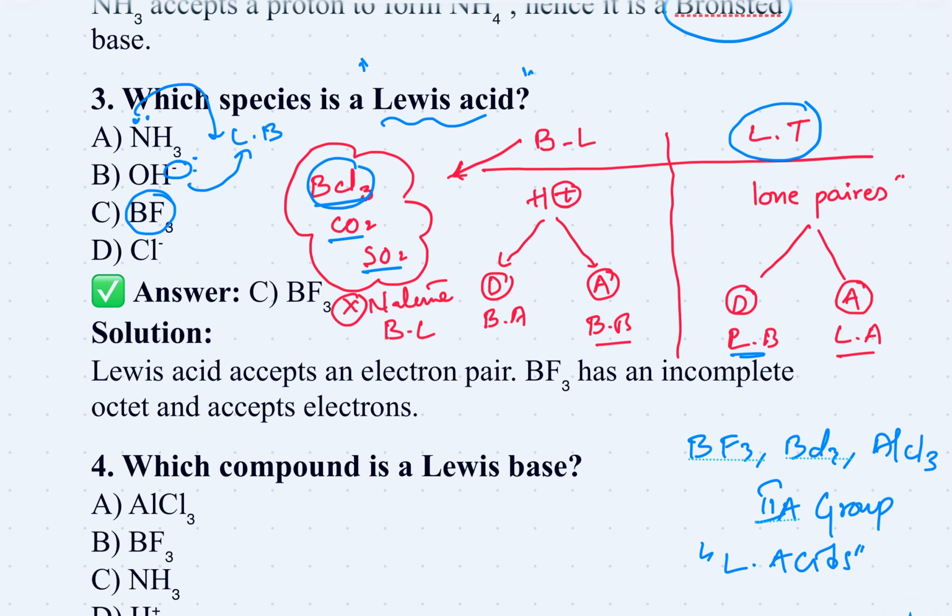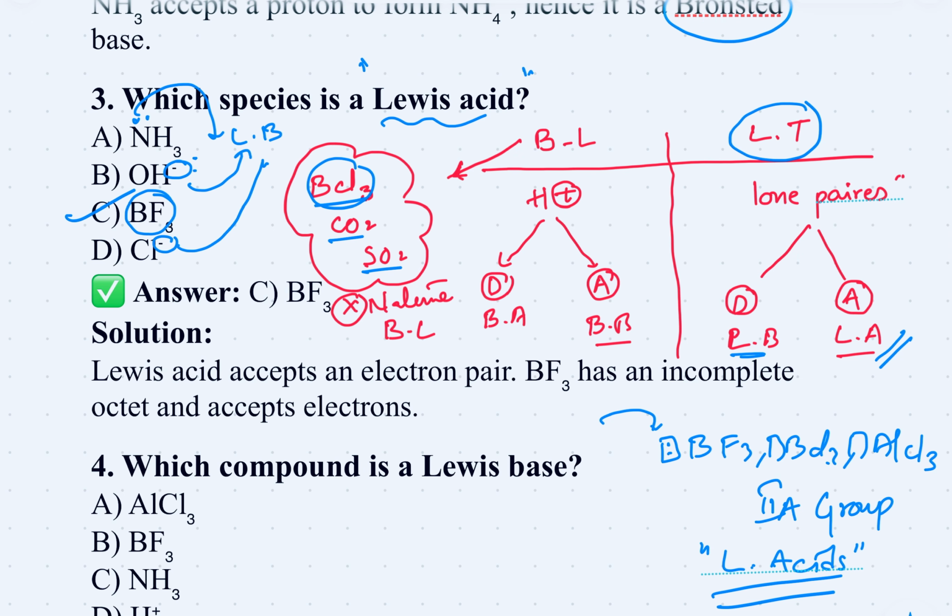Friends, don't forget, mostly all halides of third A group elements are Lewis acids because they have an incomplete octet. They require a lone pair of electrons. Therefore, they accept the lone pair of electrons. Whenever any compound accepts a lone pair of electrons, according to Lewis theory it is called a Lewis acid. Therefore, these all are Lewis acids. Now tell me what is the answer? BF3 is a Lewis acid. Cl- also has a lone pair of electrons, it can donate. Therefore, your answer is BF3. Clear, student?